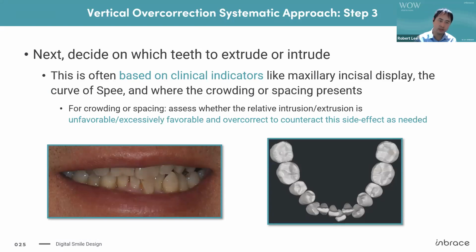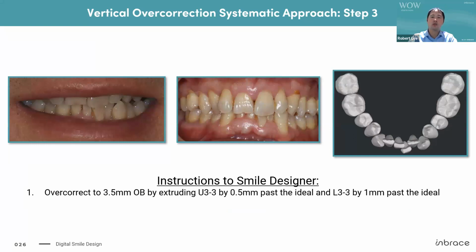So your maxillary incisal display, your curve of Spee, where the crowding or spacing presents. So for example, in this case here, most of the crowding is presenting in the lower. And this patient could potentially benefit from some maxillary incisal display. It's not a full animated smile in his case, but he could benefit from a little bit more incisal display. So we're going to overcorrect to a 3.5 millimeter overbite by extruding upper 3 to 3 by 0.5 millimeter past the ideal and lower 3 to 3 by 1 millimeter past the ideal.